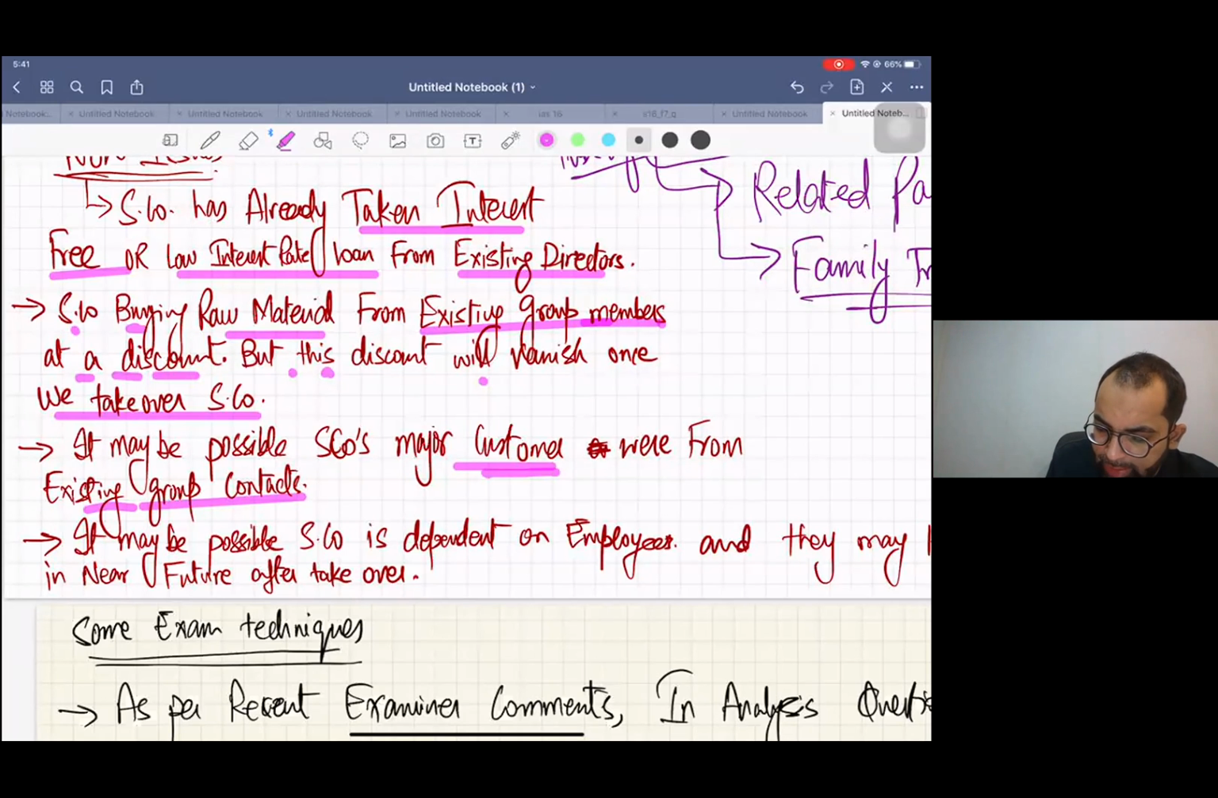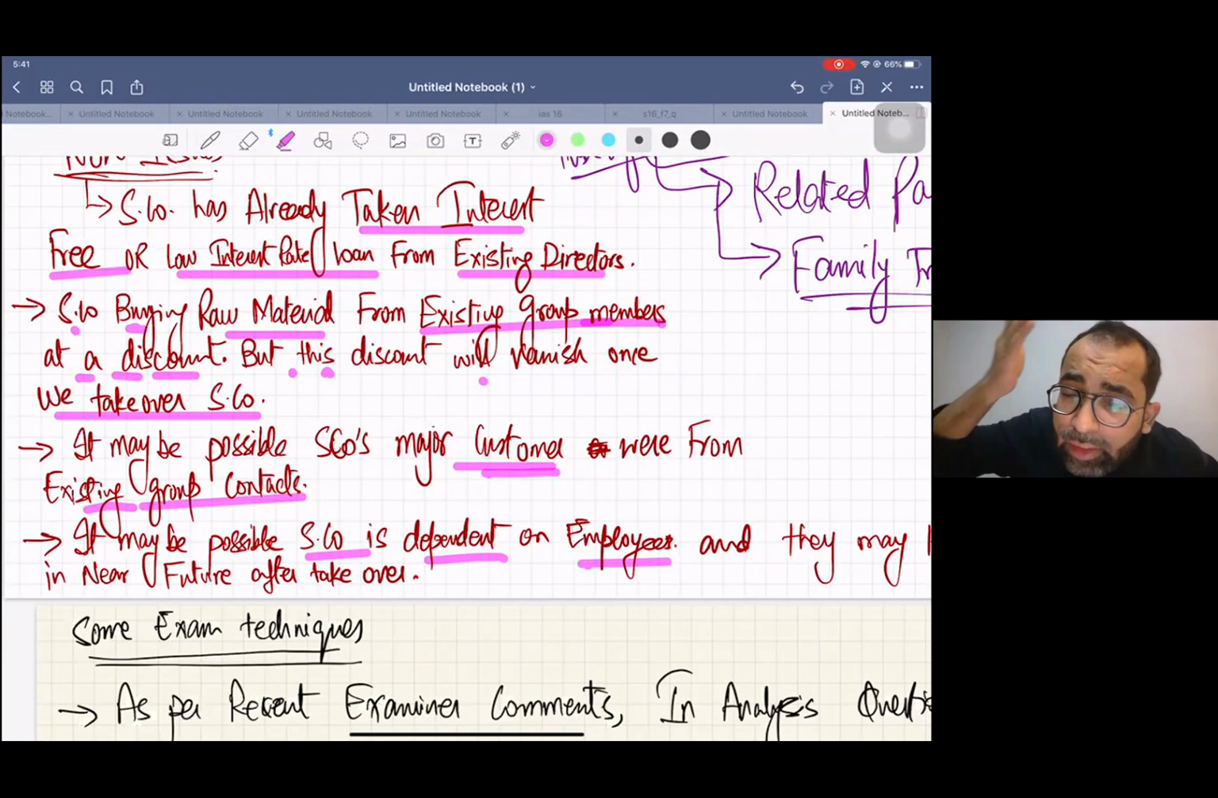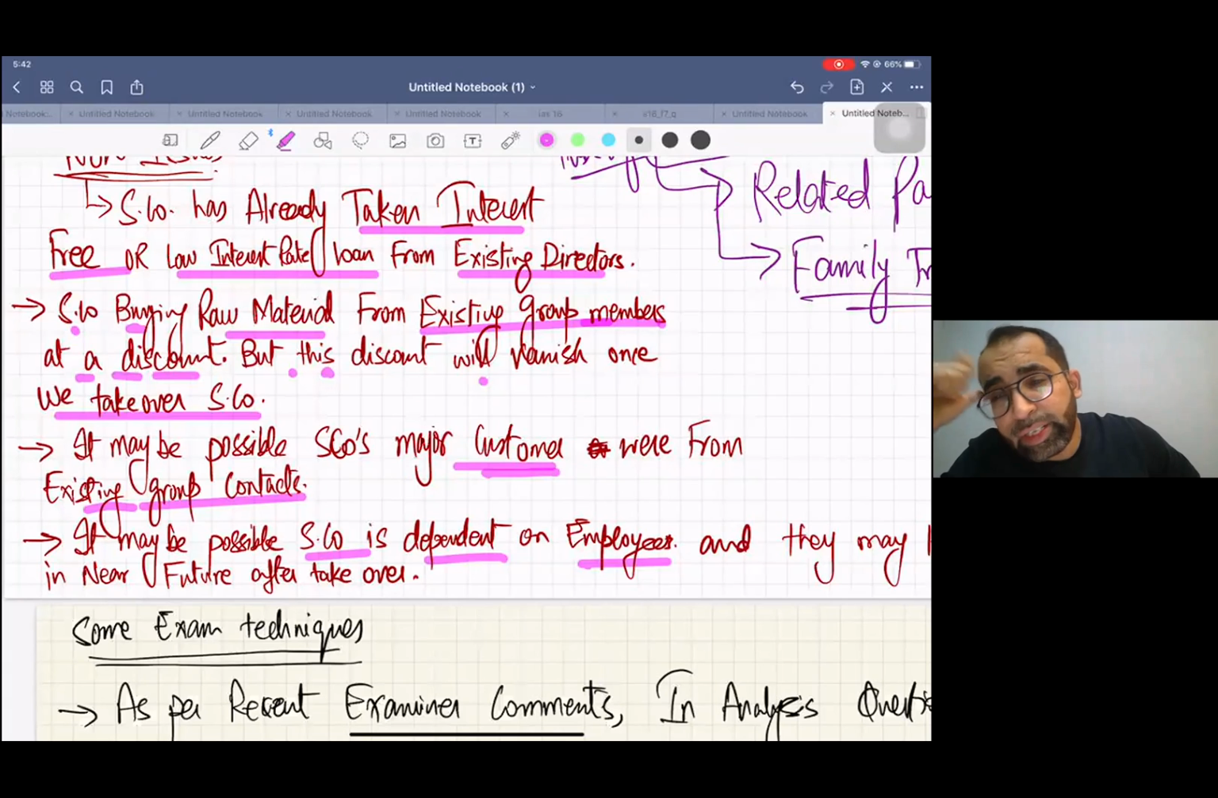It may be possible S company is dependent on employees. Yes, there are hospitals, schools, colleges, institutes dependent on teachers, hospitals dependent on doctors. What if we acquire that hospital and all major doctors run away? So you need to verify the contracts of employees, whether there are binding contracts, whether the employees are happy or not. These things matter. Are you getting?